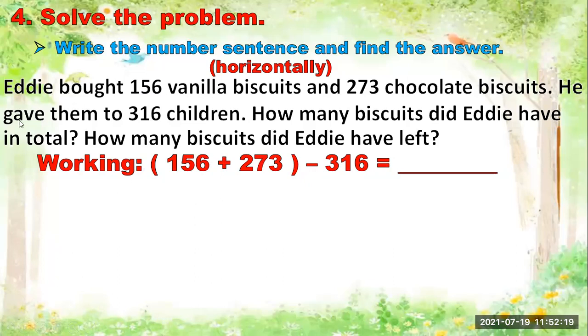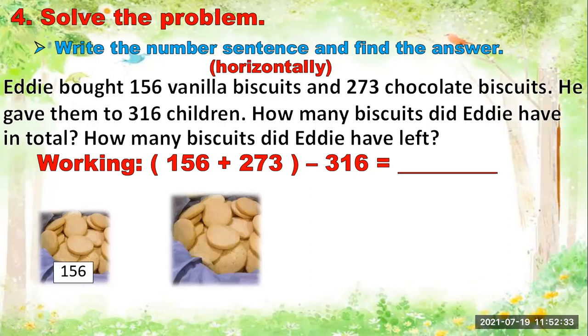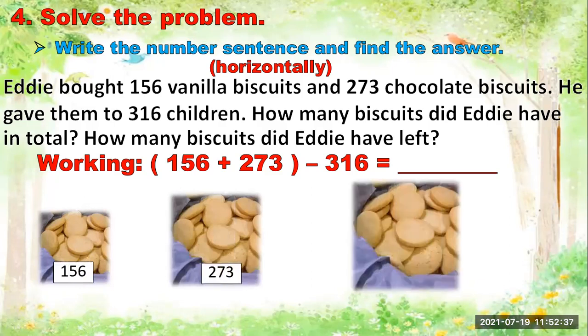Minus, the word gave here. He gave. That means minus. So minus 316. So we write here, there are 156 vanilla biscuits, and then 273 chocolate biscuits, and then he gave 316 biscuits to the children.